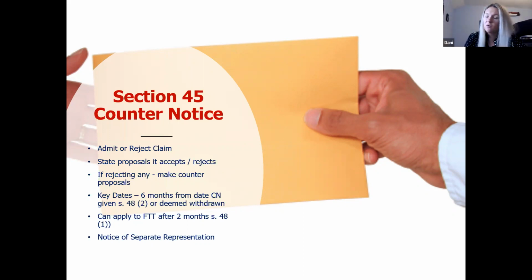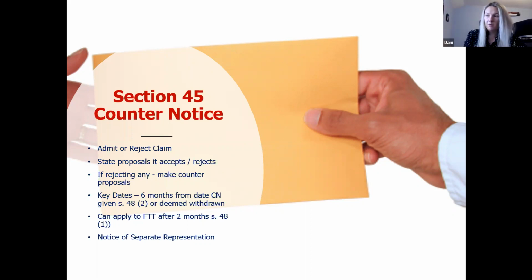Once the counter notice is served, this will start a new clock, which will mean that you have a key date of 6 months from the counter notice being served. In that time, you will need to agree the terms of acquisition, which are twofold, which I'll come on to in a moment, or if those terms have not been agreed, then you will need to have made a first-tier tribunal application. If neither of those things has happened and the 6 month deadline comes through, then the claim is deemed withdrawn. Deemed withdrawn will mean that the claim is no more.